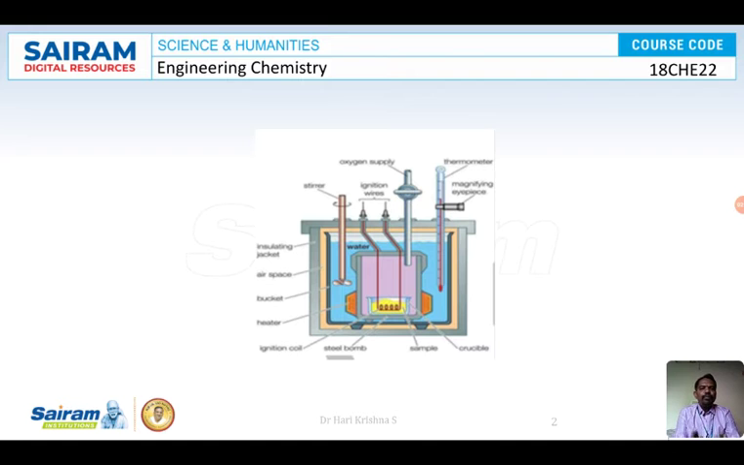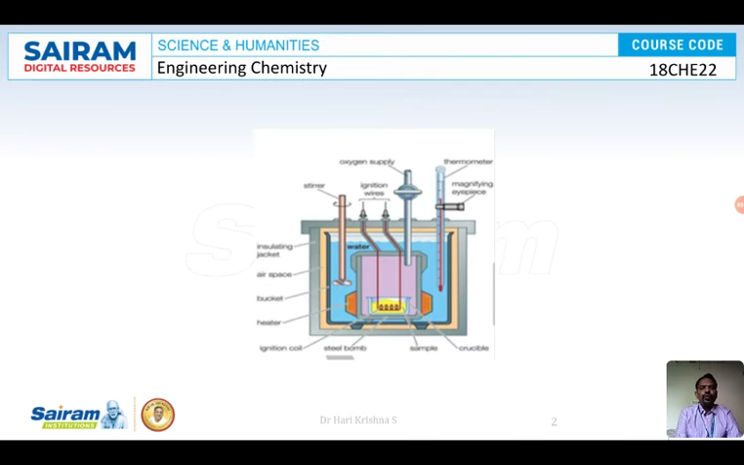This is the entire bomb with electric ignition system and oxygen valve, which will be kept in a well insulated copper vessel. This is the copper vessel, and it is called the calorimeter. What is calorimeter? The well insulated copper vessel. This calorimeter contains a known weight of water, a stirrer and a thermometer. This is the construction part.